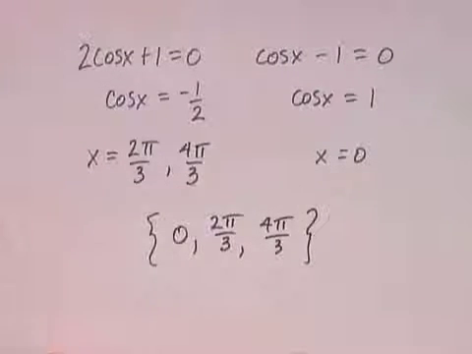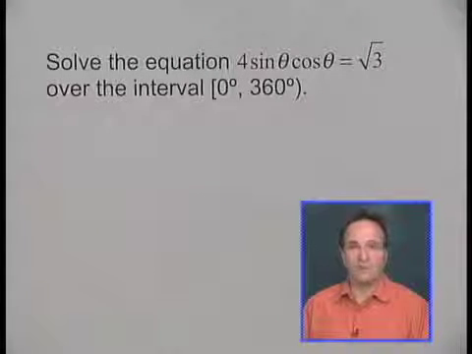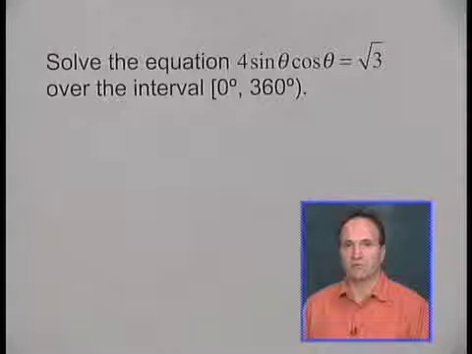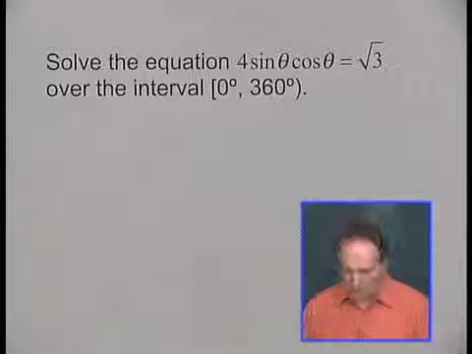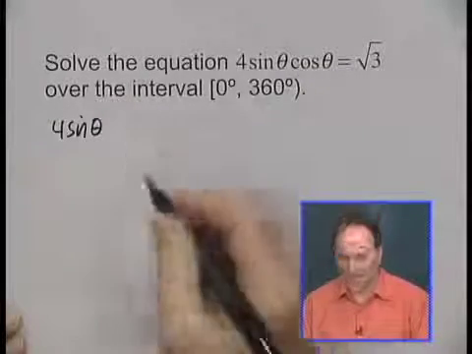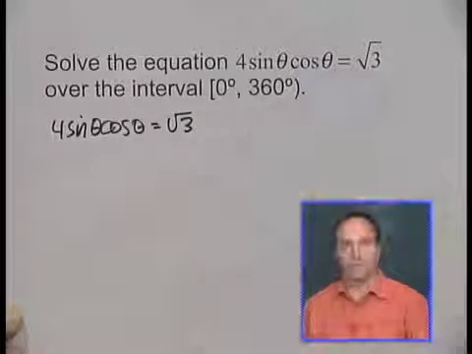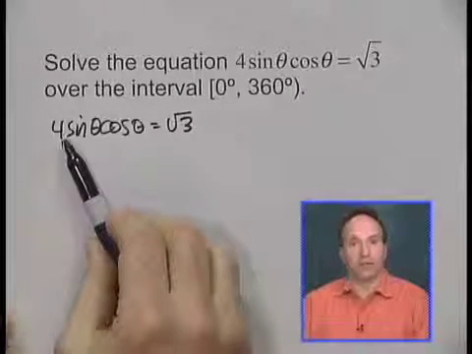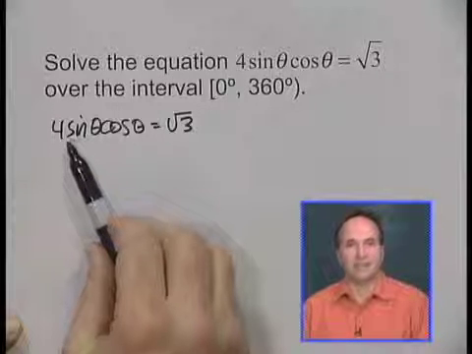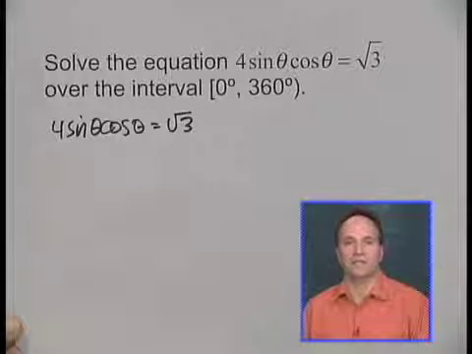Solve the equation 4 sine theta cosine theta equals the square root of 3 over the interval 0 degrees to 360 degrees. So let's begin by rewriting the original problem: 4 sine theta cosine theta equals the square root of 3. We're going to rewrite 4 as 2 times 2, because then we can use the identity that 2 sine theta cosine theta is equal to the sine of 2 theta.